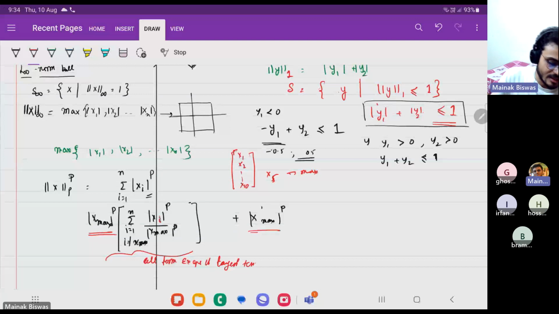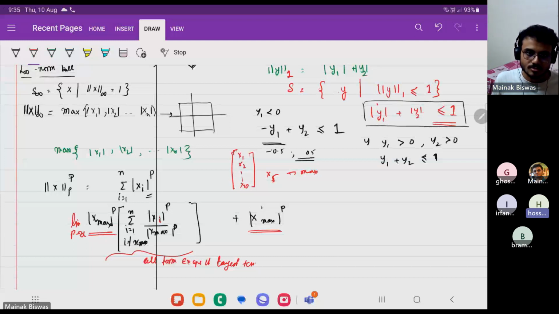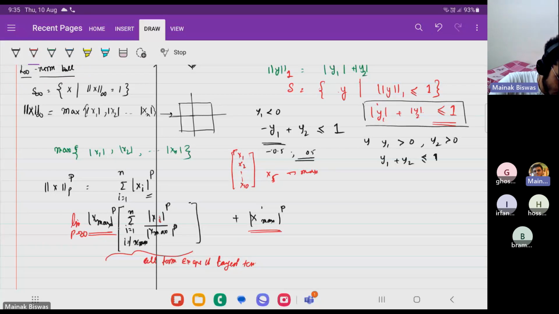And kept that outside. So if the limit p tends to infinity, what will happen? This will be 0. Exactly. This term, what you have over here. So something like this will remain, x max to the power p whole to the power 1 by p. So all these terms will go to 0, right? Yes.